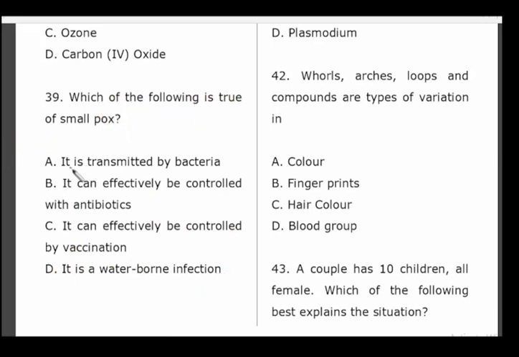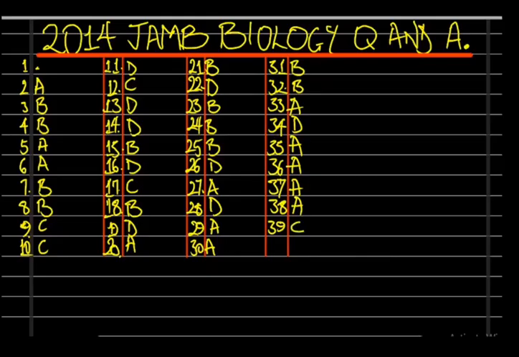Now, smallpox is not transmitted by bacteria. It cannot effectively be controlled by antibiotics because it is not a bacterial infection, and it is not a waterborne disease, but it can actually be effectively controlled by vaccination. So that is the answer to that particular question, option C.